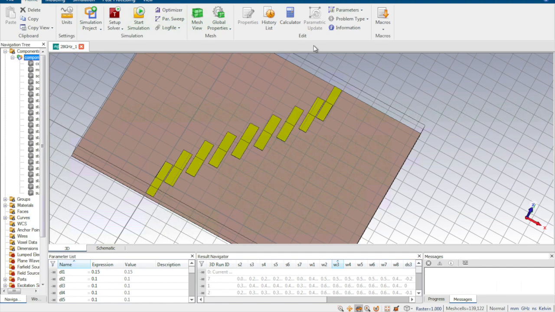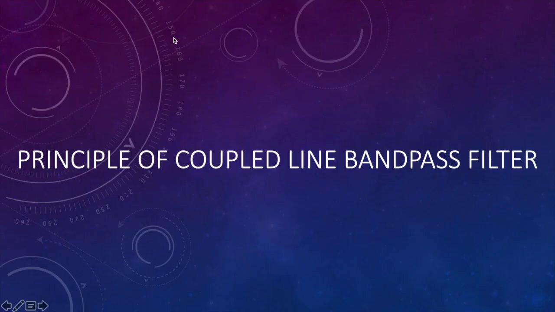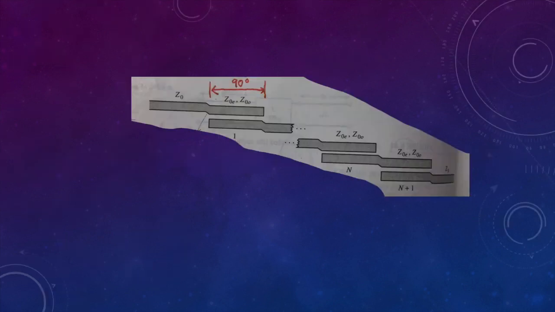The principle of a coupled line bandpass filter can be found in some textbooks, such as Microwave Engineering. A coupled line filter looks like in this picture, and it contains many stages. This is stage 1 and stage 2, and so on to stage n and stage n+1, and this is connected to the external circuit, and this is also connected to the external circuit.